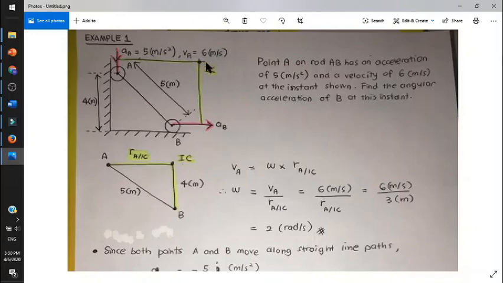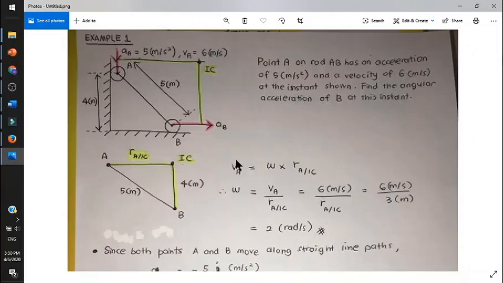So here we have the location of IC. Alright, so here I draw the kinematic diagram. We have point A, point B, and then we have IC here. So of course, here is RAIC, the position of point A to IC. And then here we already know 4 meter, and the hypotenuse we also already know, 5 meter.